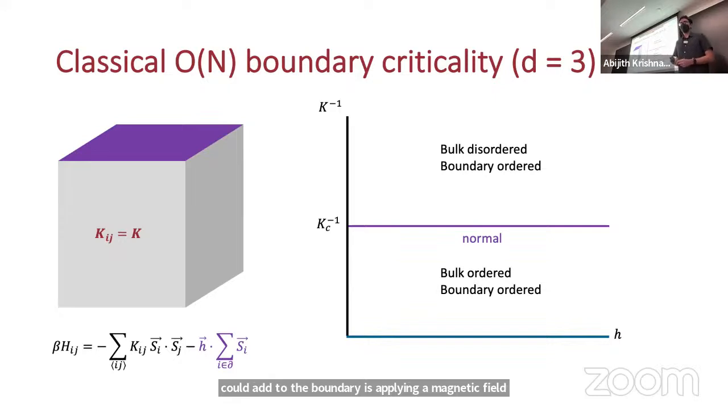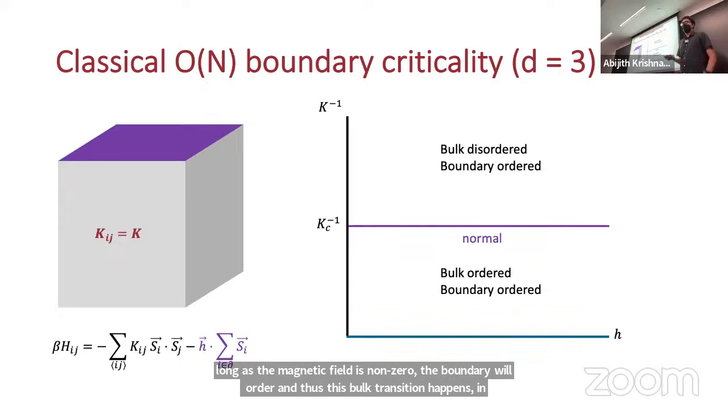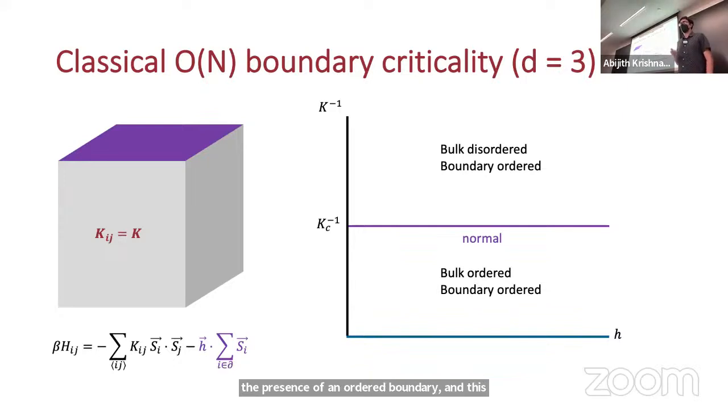When we apply a magnetic field to the boundary, regardless of the bulk coupling, the boundary will order. And so we get this phase diagram over here. The y-axis corresponds to the inverse of the bulk coupling, so it acts like inverse temperature. The x-axis corresponds to the magnetic field. And we see that regardless of the bulk coupling, as long as the magnetic field is non-zero, the boundary will order. And thus this bulk transition happens in the presence of an ordered boundary. And this universality class is called the normal universality class.